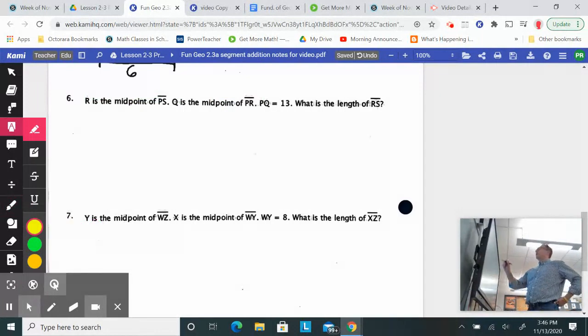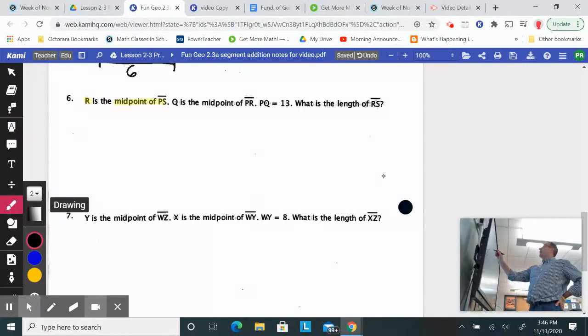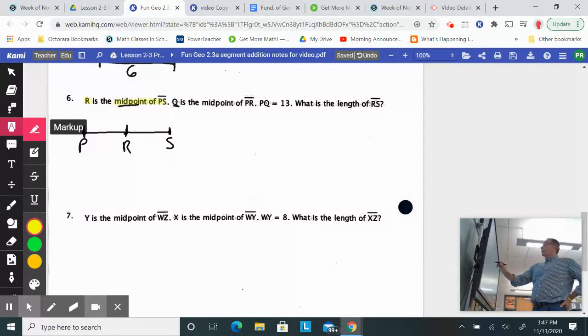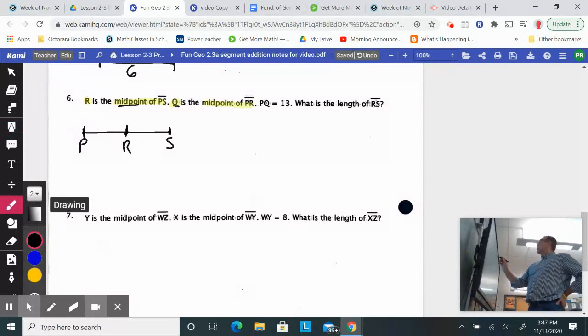All right, in our next example, in number 6, it says R is the midpoint of segment PS. So we know already in this picture that from P to S, R is not just in between, it is the midpoint. So it's right in the middle of those two. That means those two distances from here to here and here to here have to be the exact same length. Now it also says Q, let me grab my highlighter, Q is another point, and that's the midpoint of P to R. So we have another point to add here. So Q is in the middle of P to R. So right in the middle of P to R is Q. So that means this little distance and this little distance have to be the same as each other.